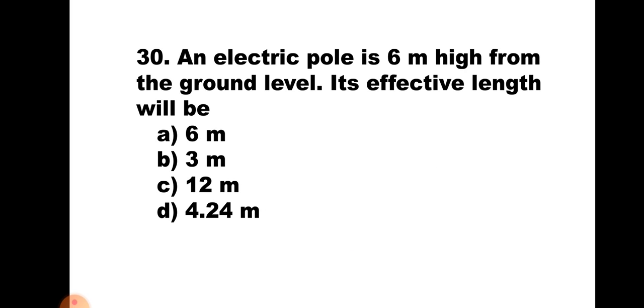Question number 30. An electric pole is 6 meter high from the ground level. Its effective length will be A, 6 meter, B, 3 meter, C, 12 meter, and D, 4.24 meter. Now here it is nothing but a column which is fixed at the bottom and free at the top. Hence the effective length is 2L. Hence 2 into 6 is 12. Hence the correct answer is C, 12 meter. Thank you.